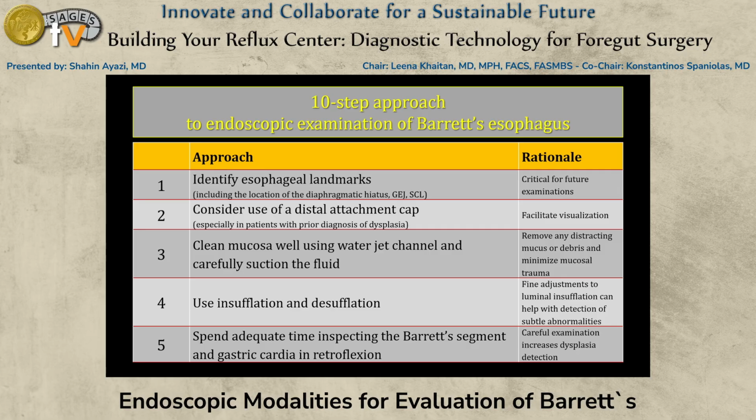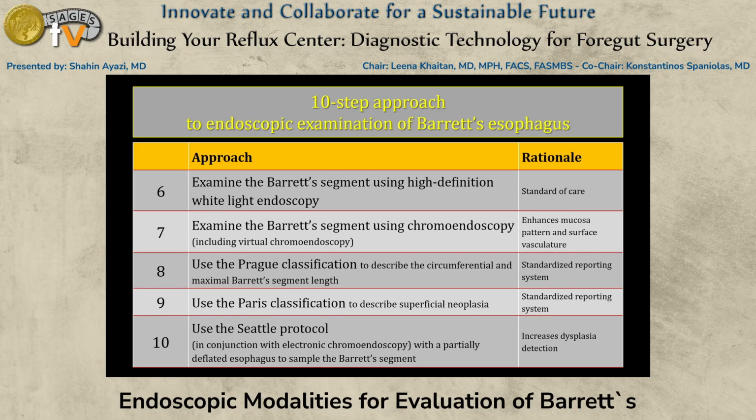It's beneficial to use a distal attachment cap to facilitate visualization. We need to clean the mucosa by irrigation to remove any distracting debris and minimize mucosal trauma. We need to use insufflation and desufflation as needed. Spend adequate time examining the Barrett segment. Definitely, we need to use high-definition white light endoscopy. It's the standard of care. Use of chromoendoscopy is highly recommended.